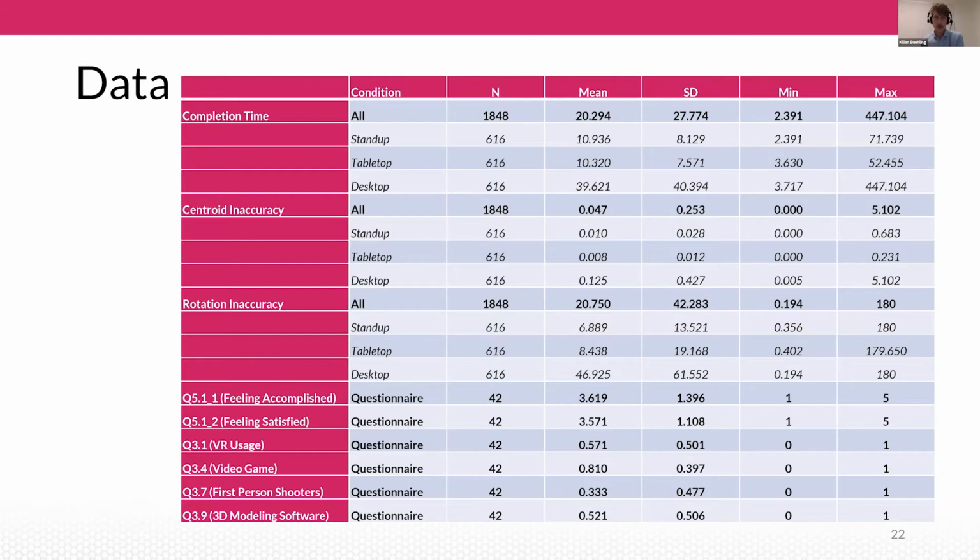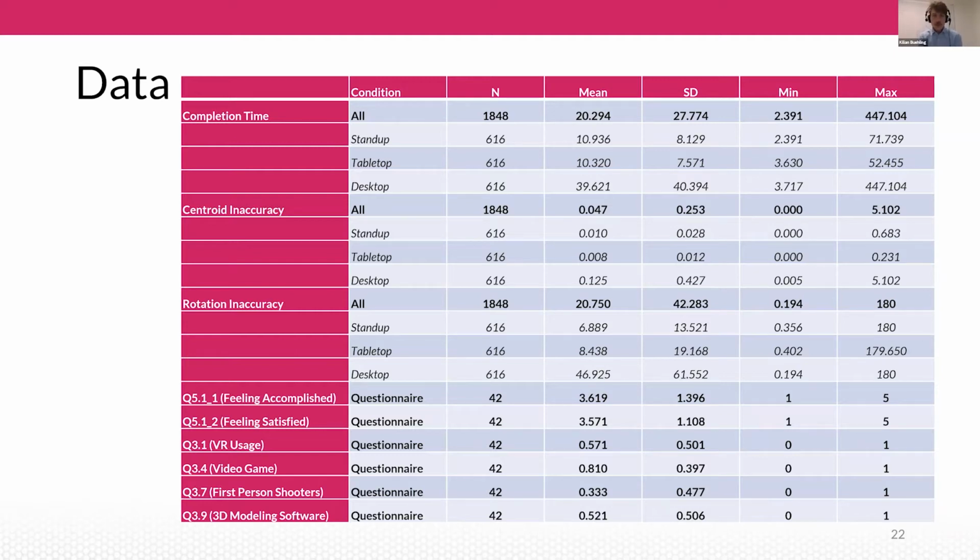We have what we call the performance metrics: the completion time, the centroid inaccuracy, so it's the centroid distance, and the rotation inaccuracy, that is the distance in rotation. If we look at the means for each of those metrics, for each of the conditions, we see that in the VR conditions, stand-up and tabletop, the means are significantly lower than for desktop. That is true for completion time, for centroid inaccuracy, and for rotation inaccuracy.